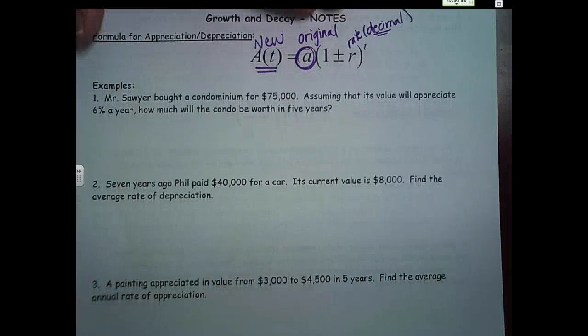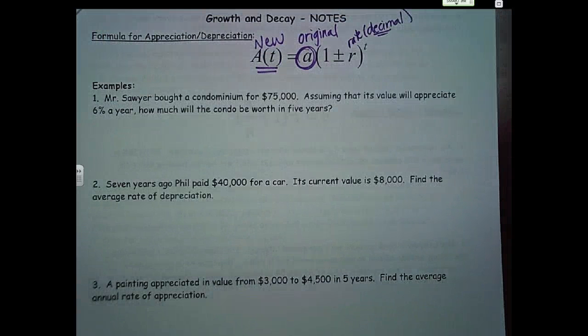All right. Now, let's try a problem. Mr. Sawyer bought a condominium for $75,000. Guys, a rule of thumb on property and homes is usually they appreciate, especially property, okay? Usually your property appreciates, not depreciates. What about a car? What does a car usually do? Depreciate until you've had it like 50 years, right? Then it goes back the other way, okay?